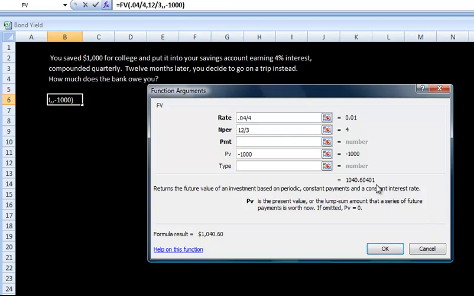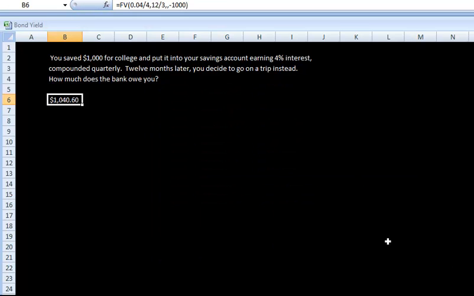Okay, so we solved and we came up with $1,040.60, and that makes sense because we had to earn some interest in that 12 months, and we earned $40.60 on our $1,000. Okay, so what I want to do is lay this out on a timeline so you can see what we just did in the Excel function.